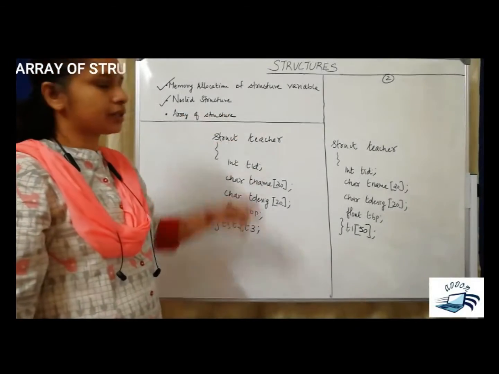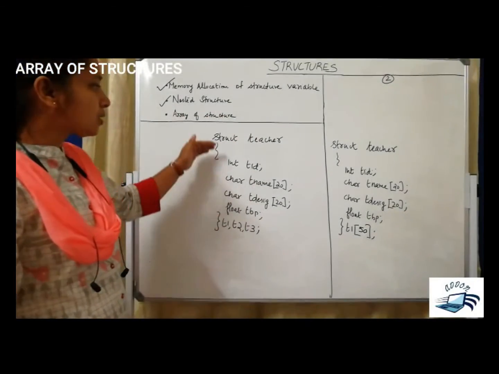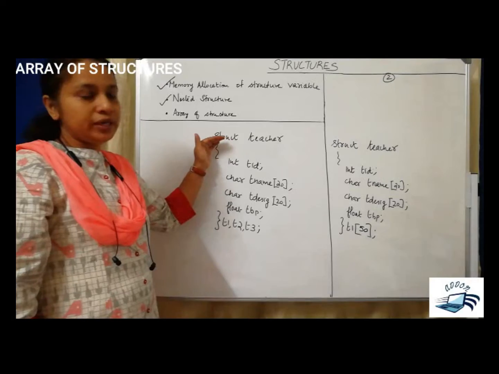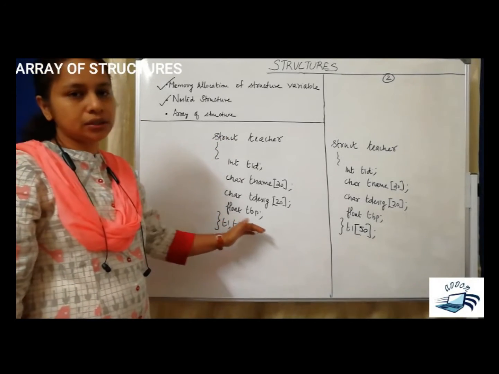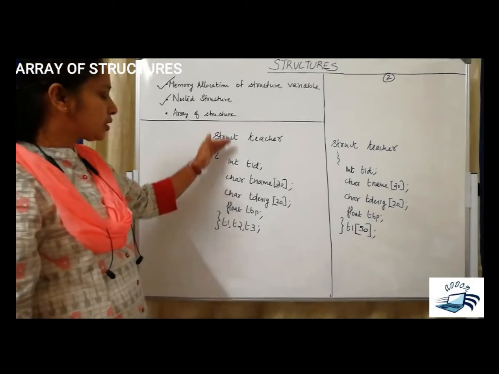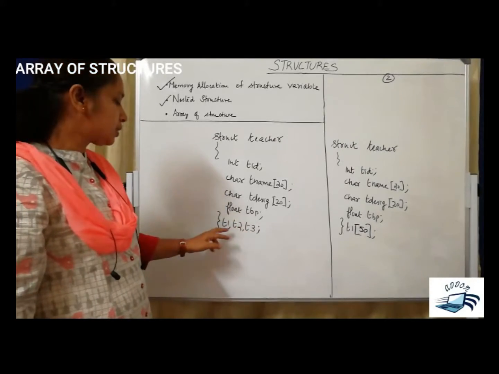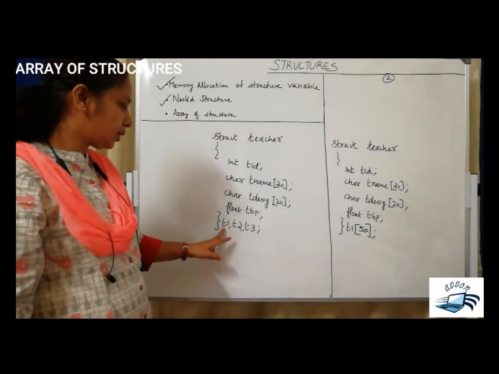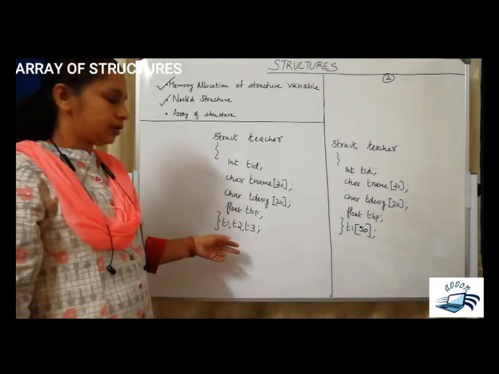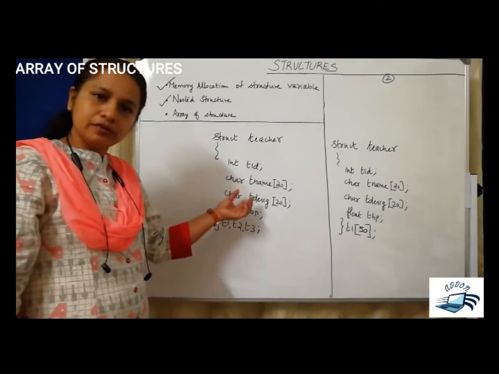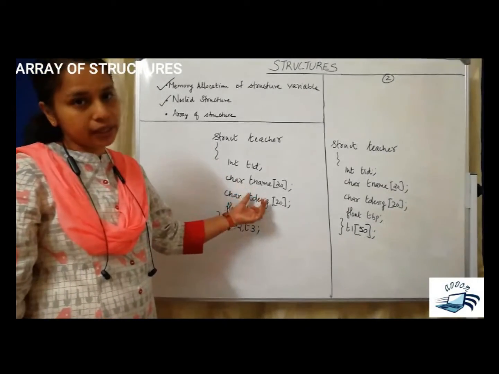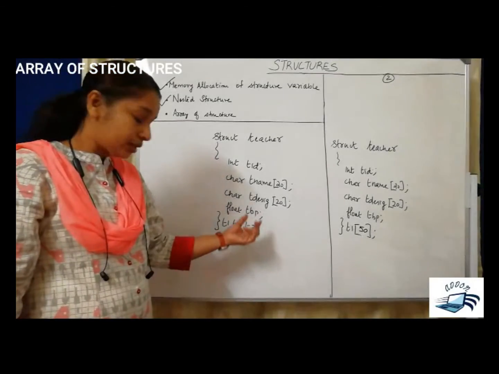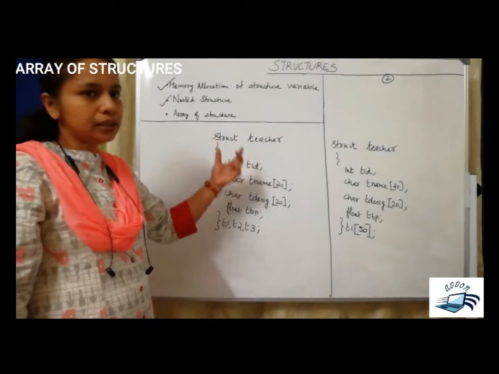Next we are going to discuss the last portion, array of structure. In the last class, we discussed how to declare structure variables. So this is an example of declaring structure variables. Here I have declared 3 variables, T1, T2 and T3. That means T1 can represent the first teacher, T2 can represent the second teacher, and T3 can represent the third teacher.